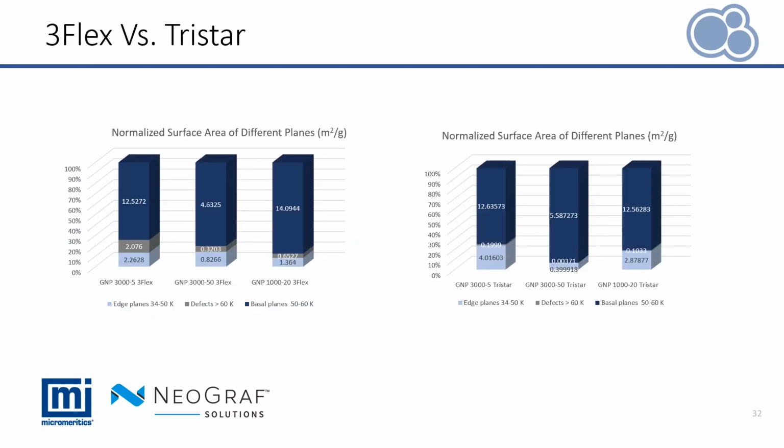To compare this more visually with the given D to G band ratio, let's look at the percentage bar graph comparing the percentage of each plane in each sample. First, the percentage bar graph shown on the left is the data from the 3Flex, and the right is the data from the TriStar. Even though the TriStar data seems to follow the general trend and estimate the surface area of the basal plane pretty well, we can't see the resolution of characterizing the defects and the edge planes compared to the data obtained from the 3Flex.